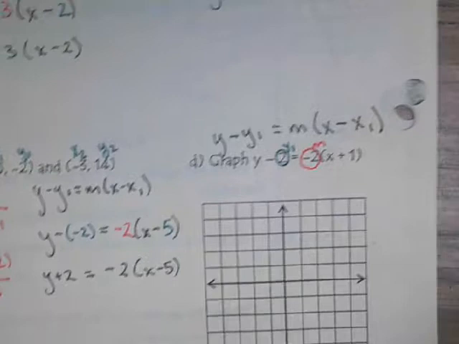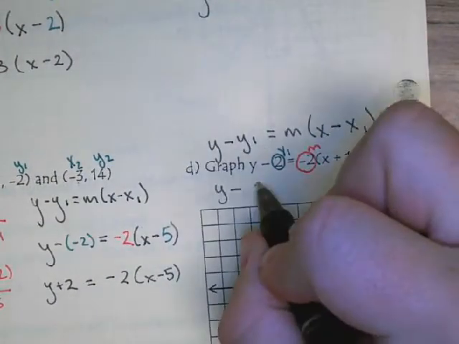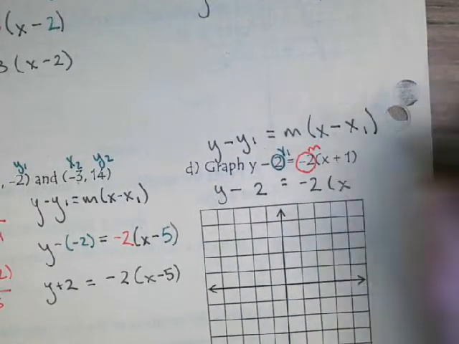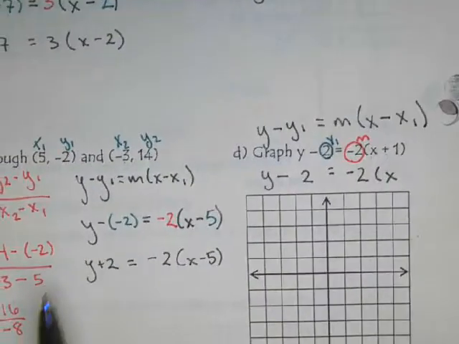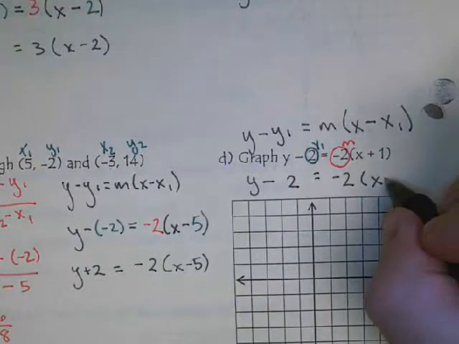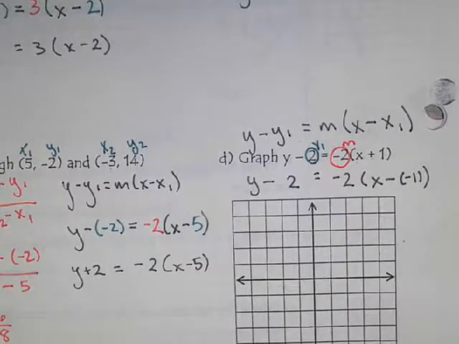So let's do that. I'm going to rewrite everything. So I'm going to have y minus 2 is equal to negative 2 times x. Now we're going to turn that plus, like we did in the previous one, into minus a minus. So x minus a negative 1. Now we have all our pieces.